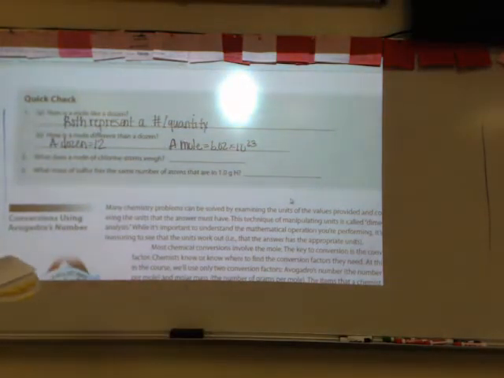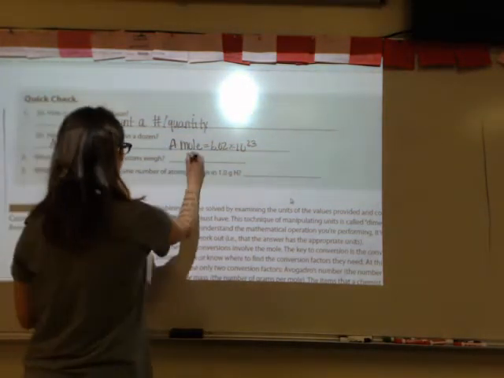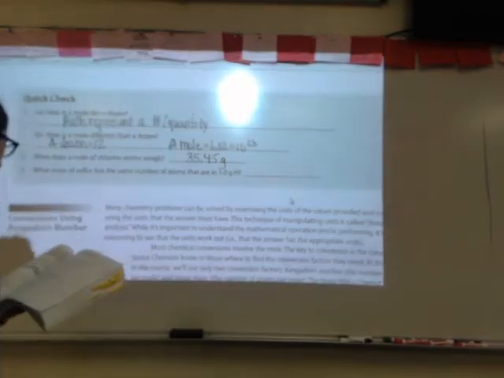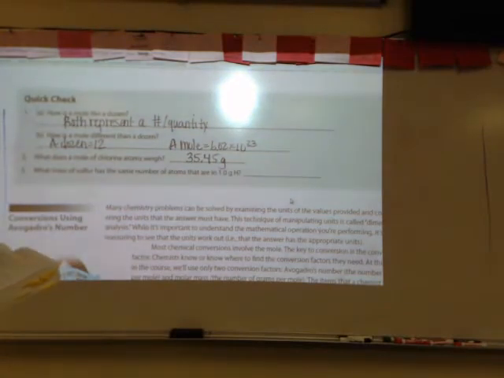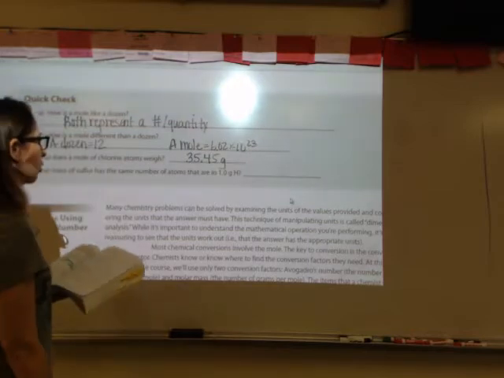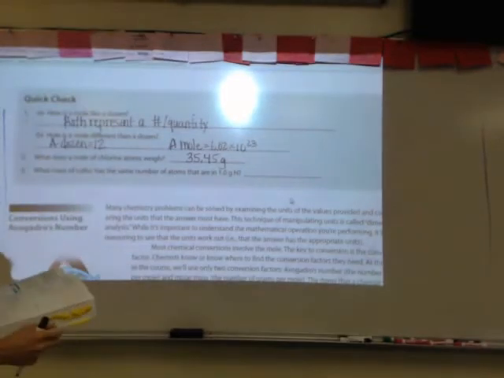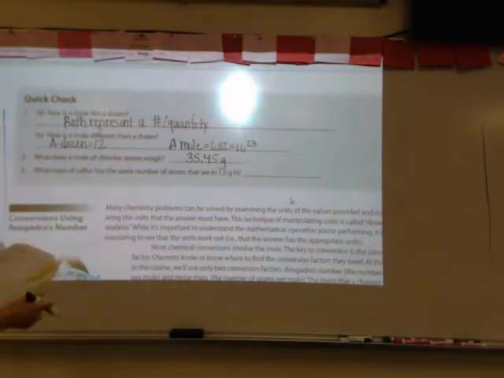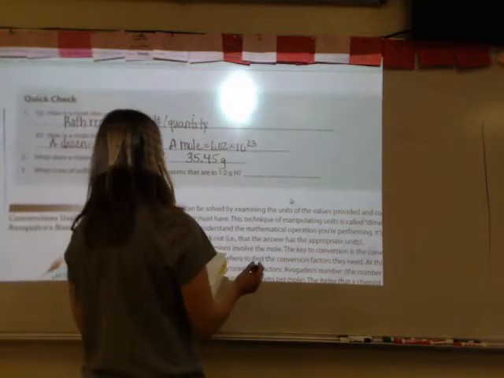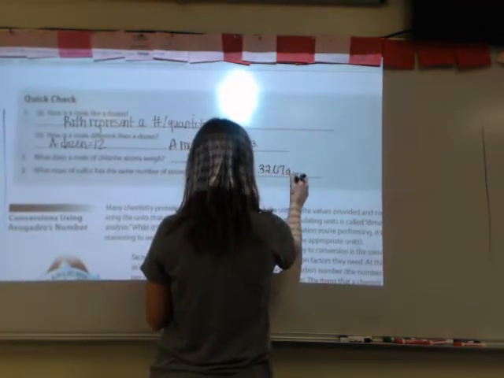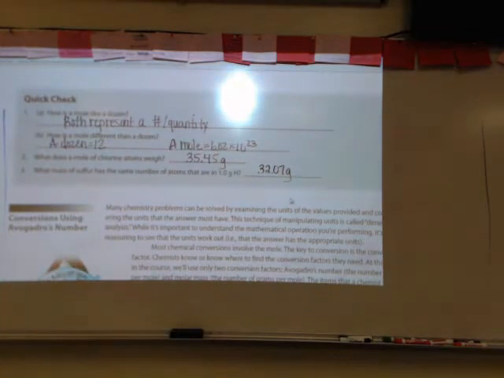What does a mole of chlorine atoms weigh? If you look at the back of your periodic table at chlorine, 35.45 is the atomic mass of chlorine. We stick a g after it. That's the mass in a mole of chlorine. When you're recording these masses, you record them to the hundredths place. And if you're using the periodic table in the back of your book, I believe they are already recorded to the hundredths place. What mass of sulfur has the same number of atoms that are in a gram of hydrogen? Well, sulfur relative to hydrogen on the periodic table is 32.07 grams.